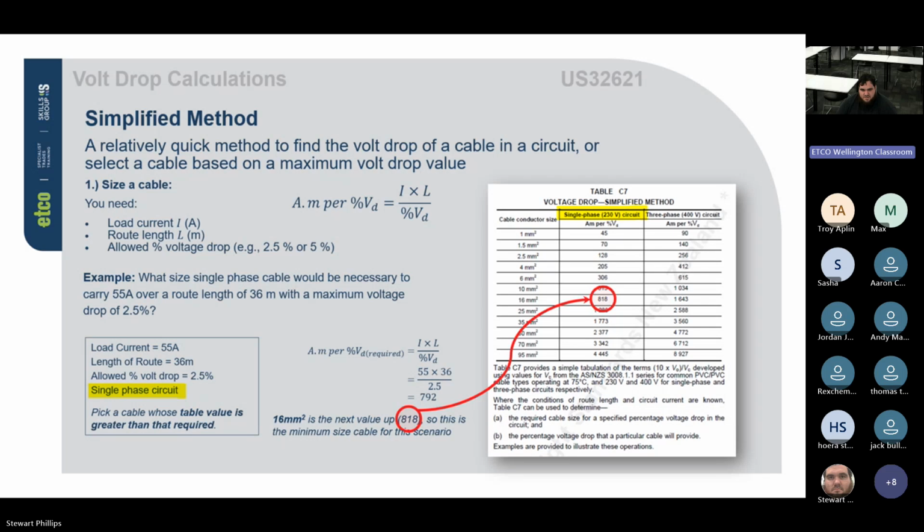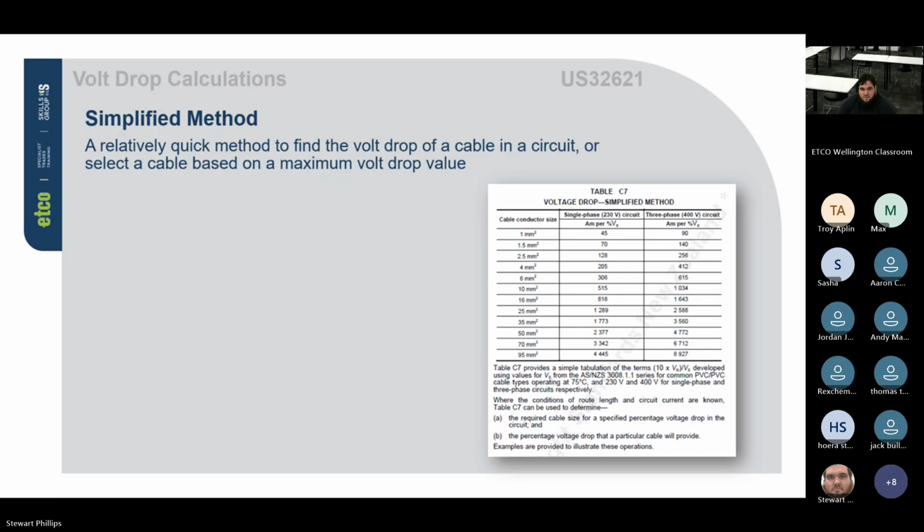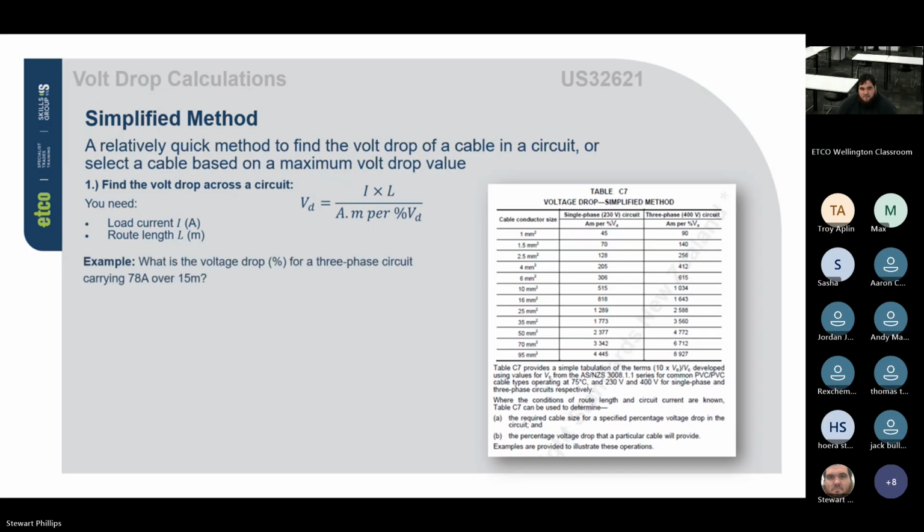Yeah, 818, you can see in the table there. That's how we get to our 16 mil cable. Cool. So find the volt drop across the circuit. We need load current, route length. So what is the percentage volt drop for a three-phase circuit carrying 78 amps over 15 meters?